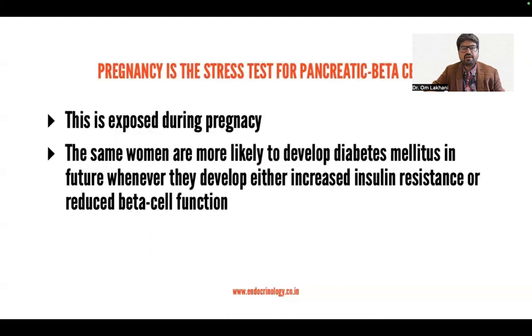And the same women are likely to develop diabetes mellitus in future because in future the beta cell function will keep declining. Even if it does not decline, the insulin resistance may increase because of increased weight gain and obesity at a later date in life. And this would also again lead to diabetes mellitus. So what gestational diabetes does is that it exposes the poor reserve of the beta cell, and that means that these women are likely to develop diabetes mellitus in future as well. So that is something you need to be aware of.